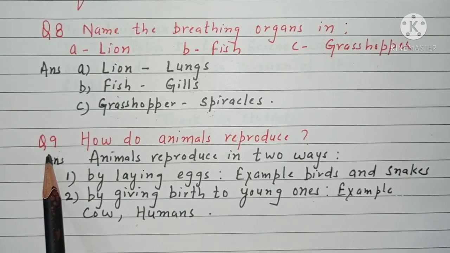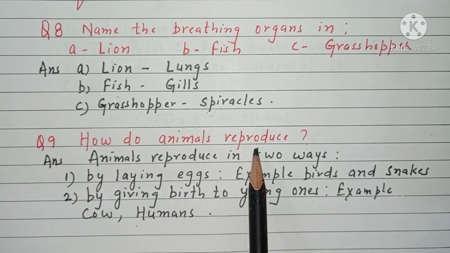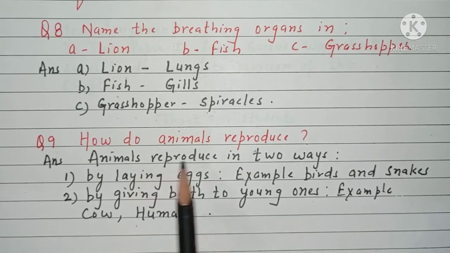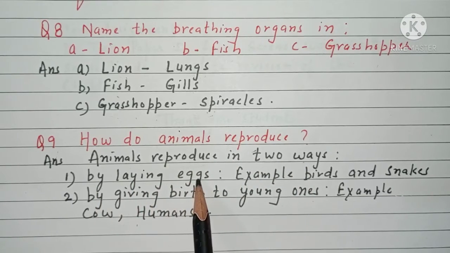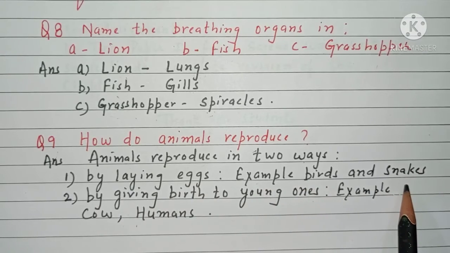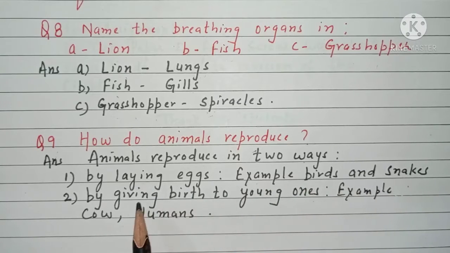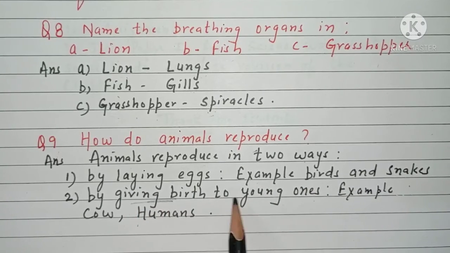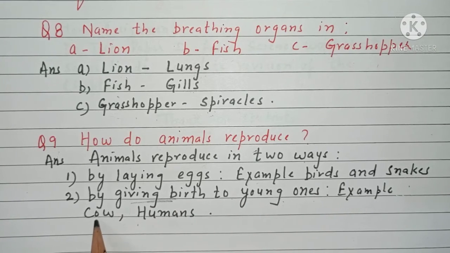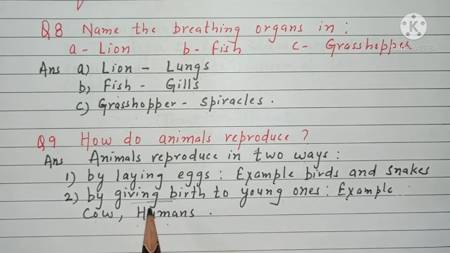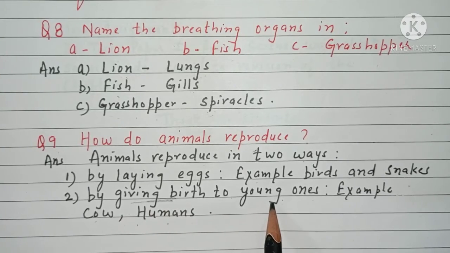Question number 9 says, how do animals reproduce? Reproduce means give birth. So animals reproduce in 2 ways. One way is by laying the eggs. Most of the birds and snakes, they lay the eggs. And the second is by giving birth to young ones. And here the examples are, for example, cow and human beings. They give birth to young ones.